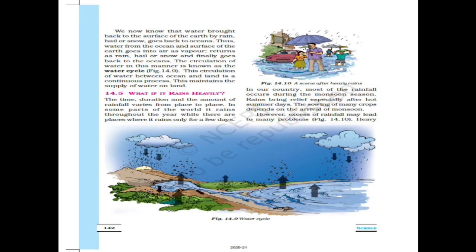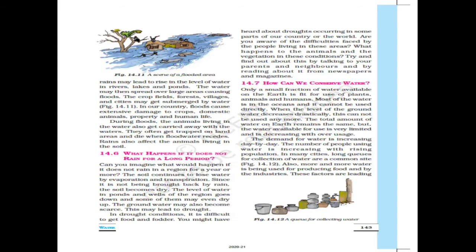Now what is written? It is written that mostly rainfall is occurring during the rainy season in our country, and especially after hot summer days. Also, monsoon is an indication that many of the crops are grown in the monsoon season only. So as soon as the monsoon comes, farmers start sowing their crops that are grown in the monsoon season. However, excess of rainfall may lead to many problems. Figure 14.10. Heavy rains may lead to rise in level of water in rivers, lakes and ponds.